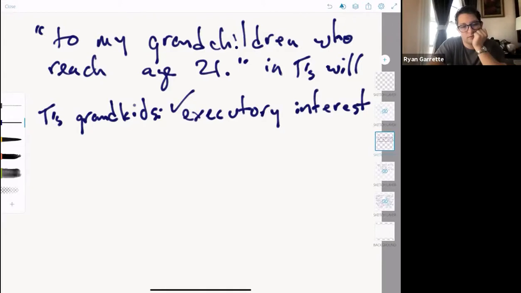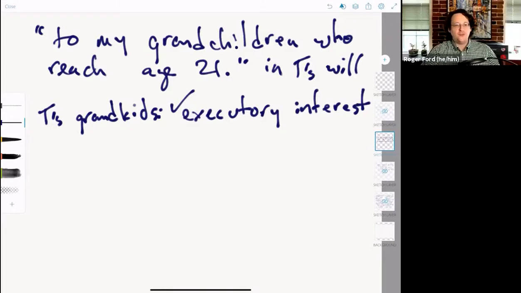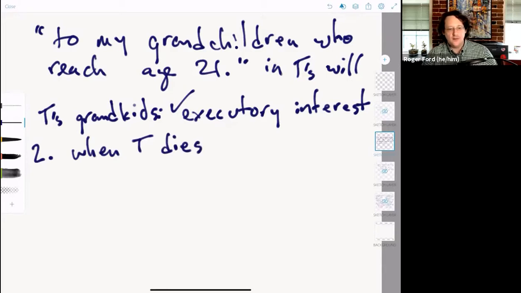Step 2, define the time when the perpetuities period begins. It begins when T dies, right? Because this is a will. Step 3, what has to happen for the interest to vest or fail?